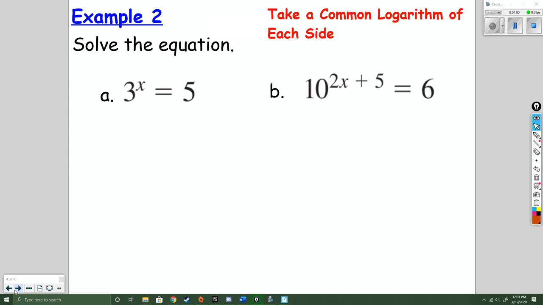All right, now in this question, we have 3 to the x power equals 5. So essentially, 3 to what power equals 5. Now we've dealt with this before.